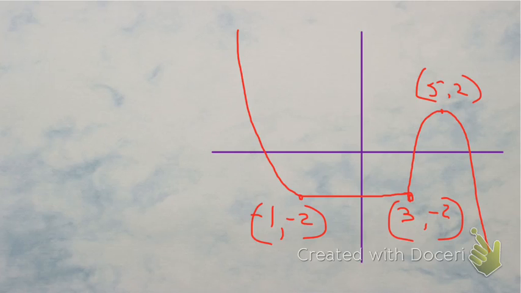All right, so looking at that drawing there, what would you say the intervals are when this graph is decreasing? On what intervals is this graph decreasing?